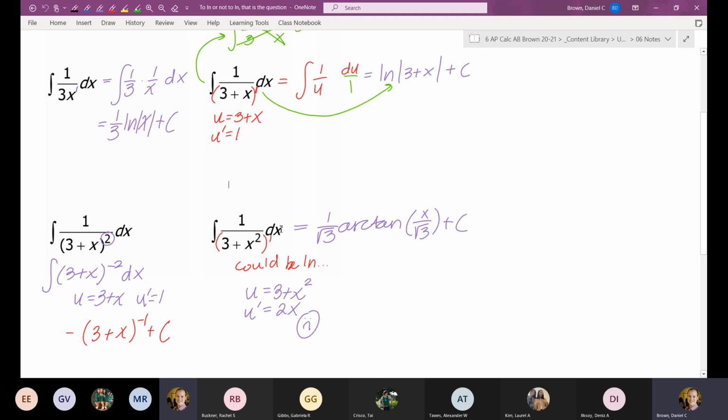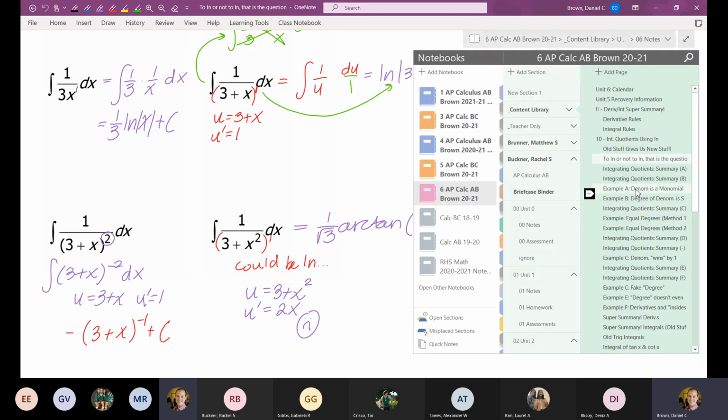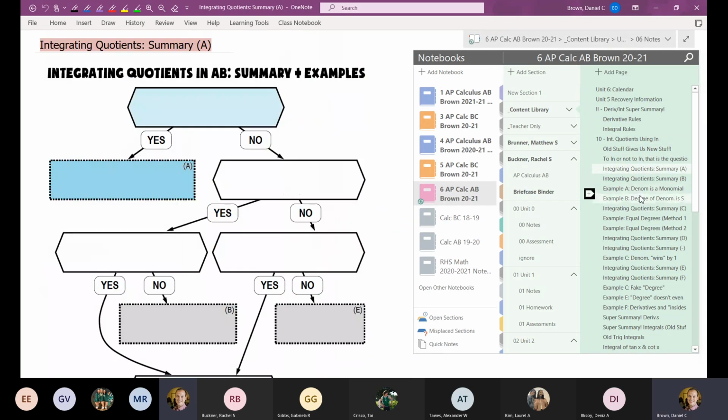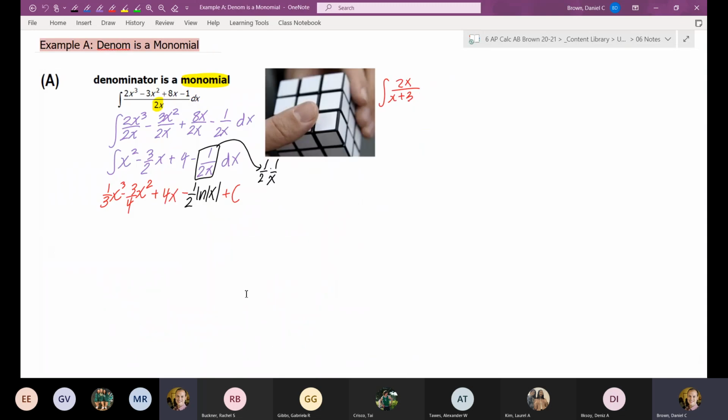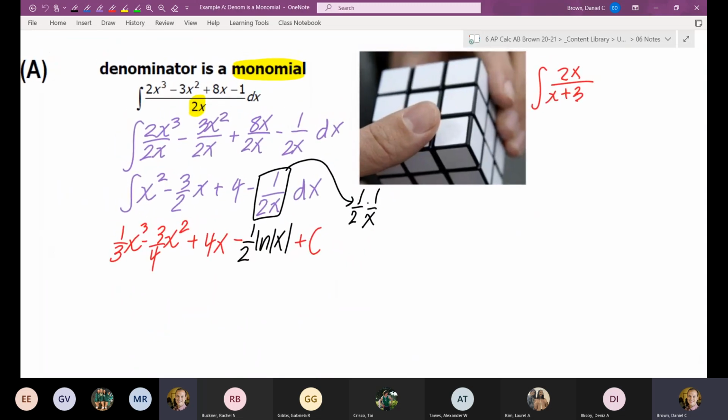Some other examples we looked at, and again, I'm just doing an overview of yesterday because it was a lot. The easiest examples we did were when we had a monomial. When you're looking at a problem and the denominator had a monomial, you smiled because it was easy.